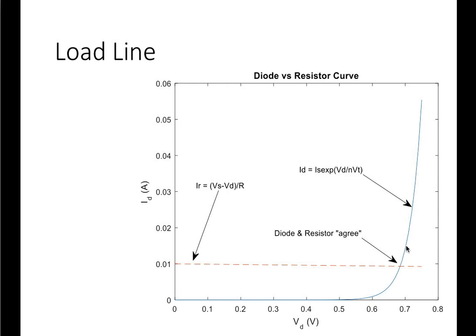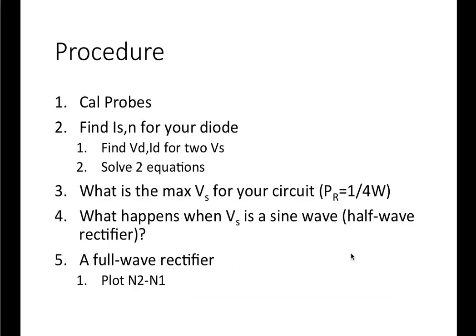You notice that the VD is pretty much about the same. It's between 0.7 and 0.75 through this whole region. So your current will go up in the diode, but the voltage won't change all that much. This is called a load line analysis, and what you're looking at is the IV relationships for the different pieces in your circuit.